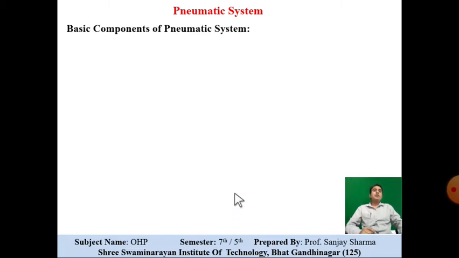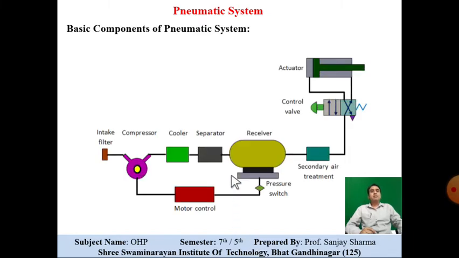Now, the basic components of the pneumatic system. What are the basic components of the pneumatic system? So friends, you can see here, this is the entire pneumatic circuit. We have seen the hydraulic circuit. Some components, for example the direction control valve, the actuator, and the receiver or storage tank, are common. Now let us see one by one what components are used here.